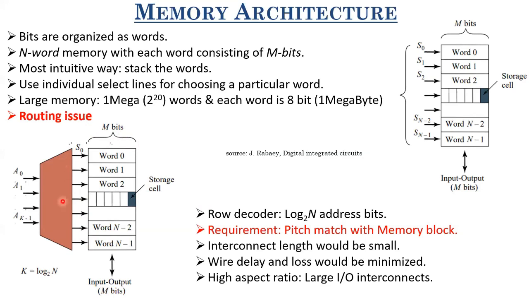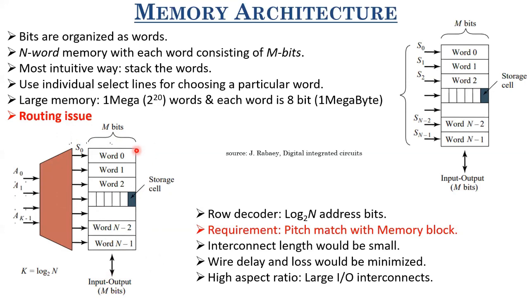However, if you look at this configuration, although it's pitch matched in this direction, I would say in the width direction, all the input and output pins have to access all these words, right? So for some input output bits, for some words, the length is very large along this direction. However, for others, the distance is small. So the interconnect requirement is very large along this vertical direction, although it is very small along the horizontal direction.